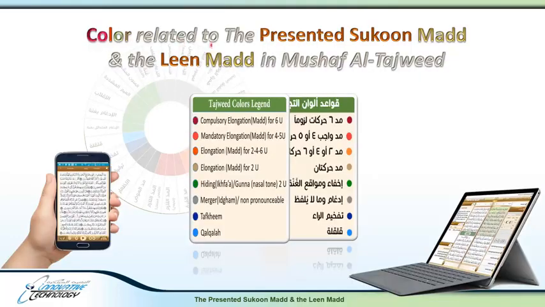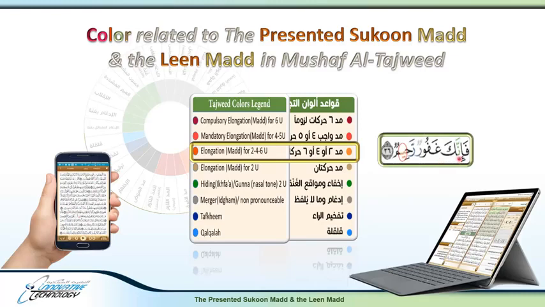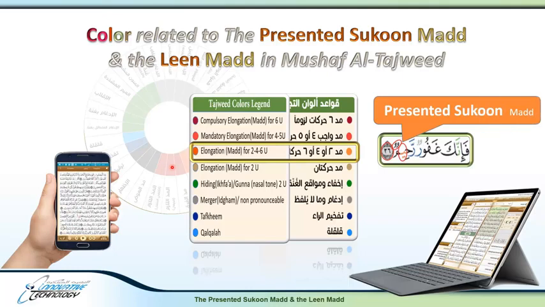So the color related to the presented Sukoon med and its cousin, the Leen med in Mushaf al-Tajweed, is the orange color. If we look at this example, فَإِنَّكَ غَفُورٌ رَحِيمٌ. The orange ya is a med letter in a word that we have stopped upon. This pause of recitation would convert the tanween into a sukoon. We call it presented sukoon. So rahimun would be pronounced rahim with a med that we call the presented sukoon med.